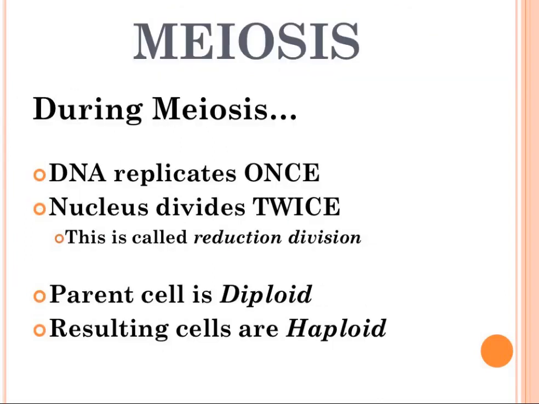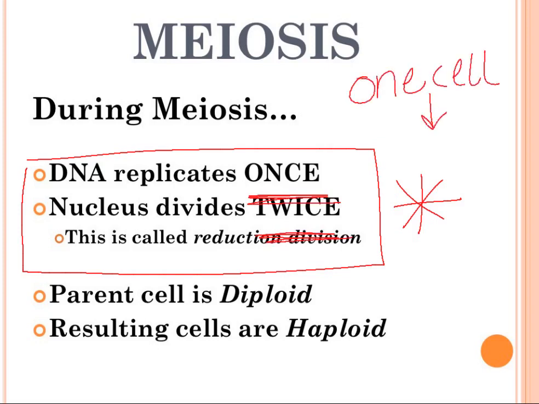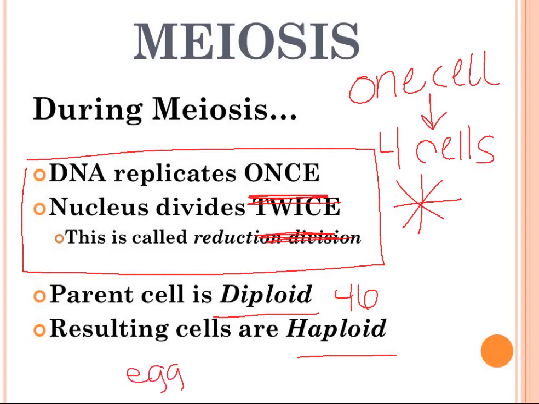So during meiosis, a very, very major thing to know here, make sure you know this: DNA only replicates once, but the nucleus divides twice. So you go from 1 cell to 4 cells. This is how it's different than mitosis. And those terms again, diploid, haploid: the parent cell is diploid or has double. So in a human it has 46, whereas the resulting cells, such as an egg cell or sperm cell, have 23.